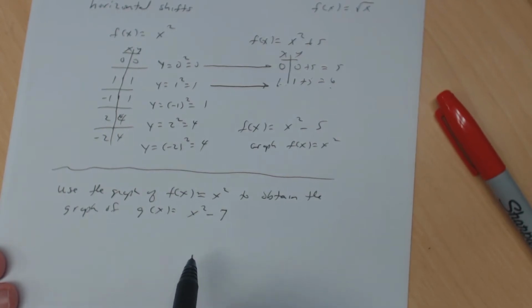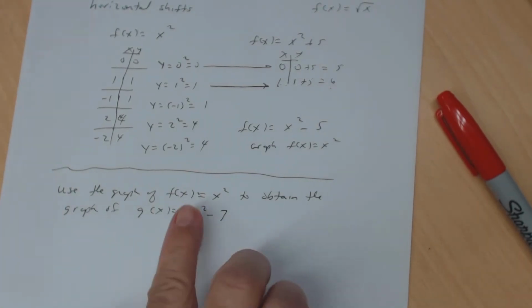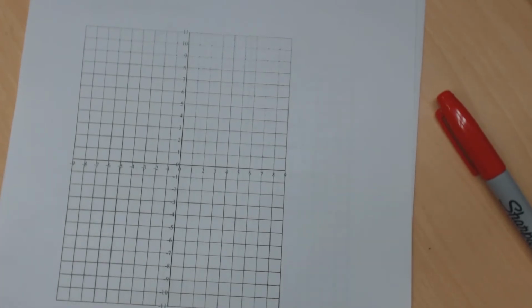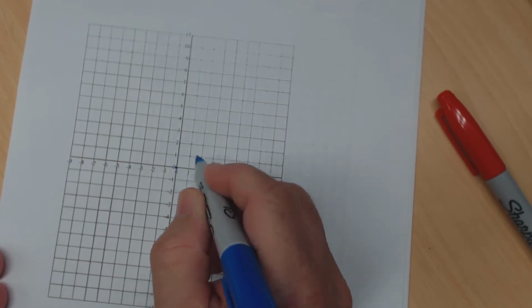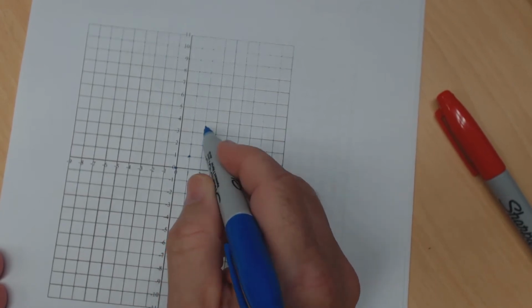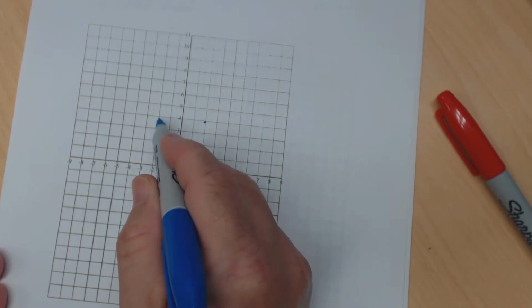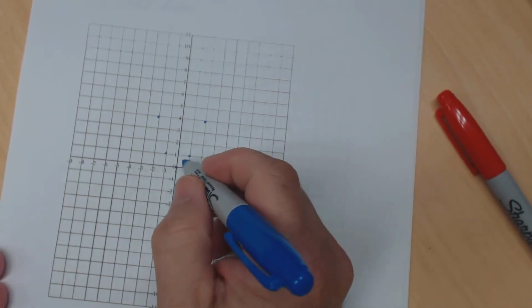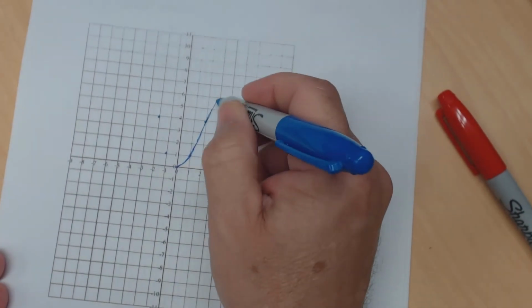That's all you're doing. But this is how it's going to look on your worksheet or a test. So here's what you're going to do. You're going to grab the parent function first. Remember, your parent function is 0, 0. Your 5 points are 0, 0, 1, 1, 2, 4, negative 1, 1, negative 2, 4. And then you draw your graph, just like this. That's all you do.